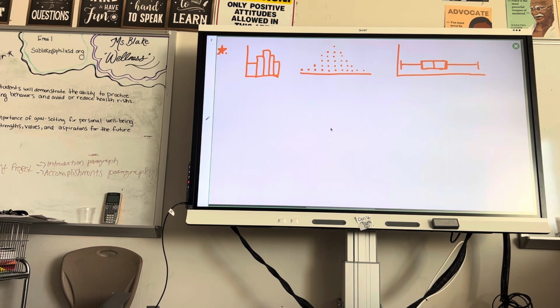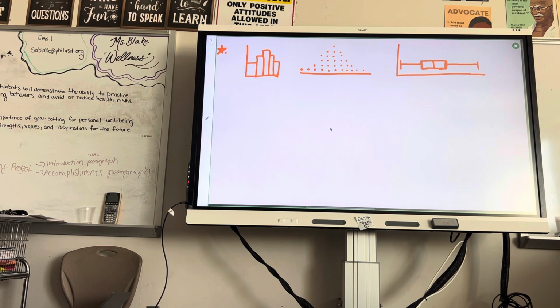So where is the central tendency? Where does the most stuff happen for this type of graph? Where's the most data? Where's the central tendency? In the middle, right? See all the dots in the middle? Towards the middle? That's the central tendency, okay? Right in the middle. Let's look at this right here.